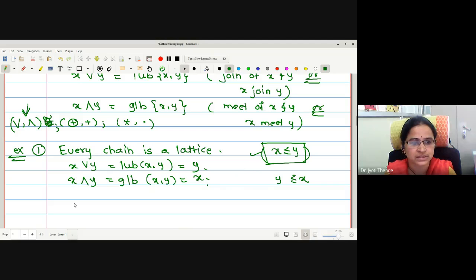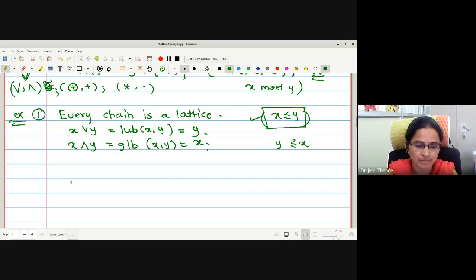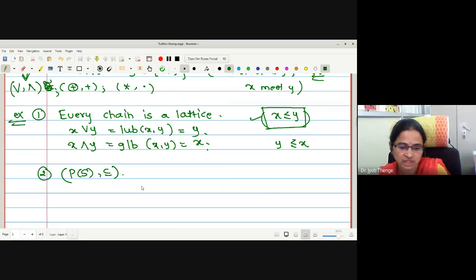Next, we will take the same example of power set. We will check whether it is a lattice or not, with the inclusion relation. What do you think? Will it be a lattice, students? Whether it is a chain, totally ordered. If it is a chain, then it is a lattice, because we have already written that every chain is a lattice.